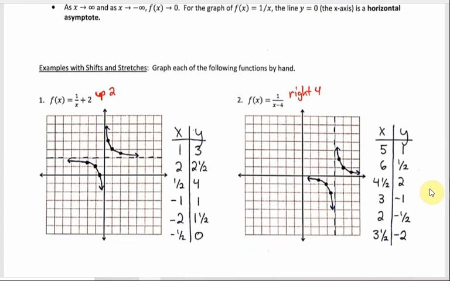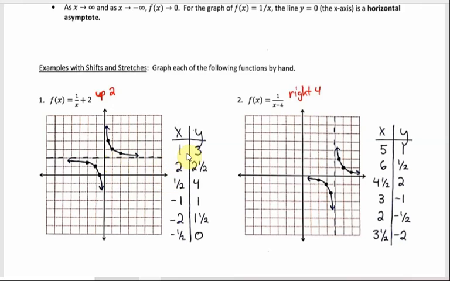Next thing is that you can have shifts and stretches and those sorts of things just like we had in chapter 2. That's basically what this is like. So here, 1 over x plus 2, that's a vertical shift up 2 just like it was before. So in the graph, notice my horizontal asymptote got shifted up 2. It's not y equals 0 anymore, now it's y equals 2.